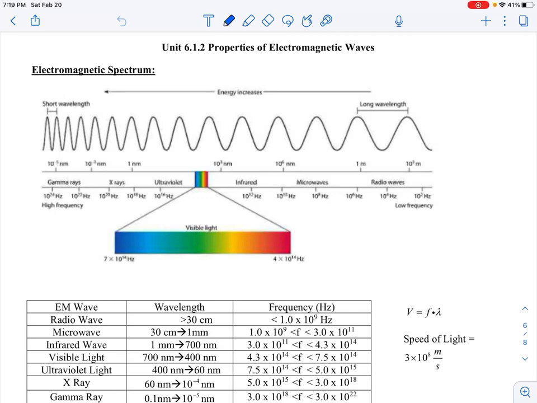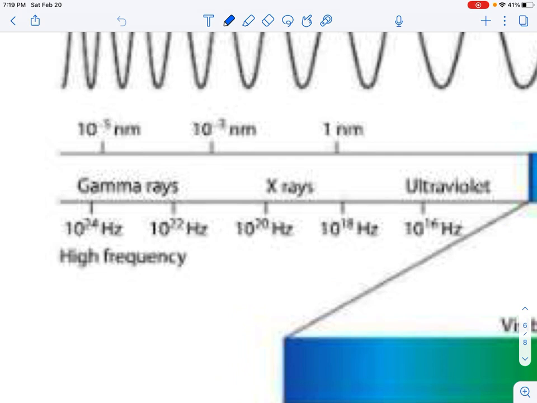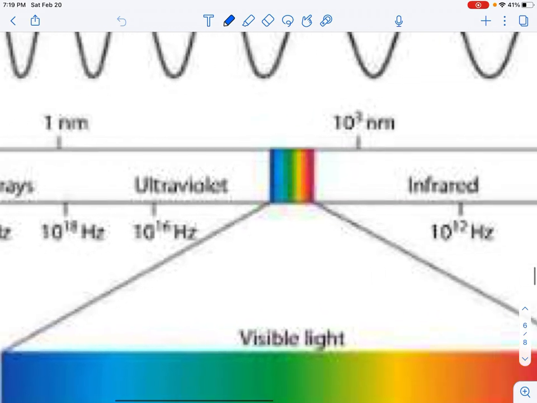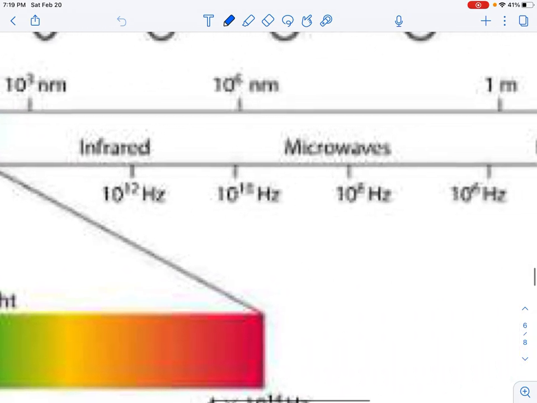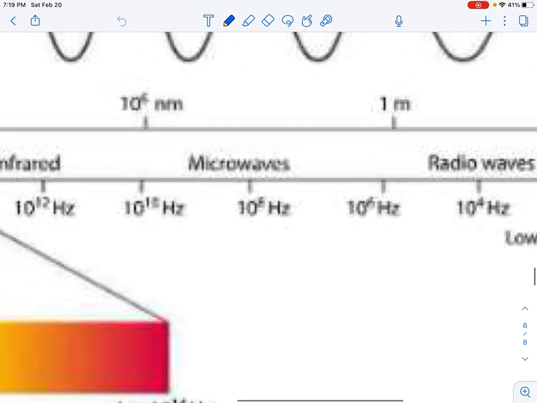In this section, we'll look at properties of electromagnetic waves. First, let's look at the electromagnetic spectrum. The EM spectrum comprises everything from gamma rays, X-rays, ultraviolet, visible light, infrared, microwaves, and radio waves.